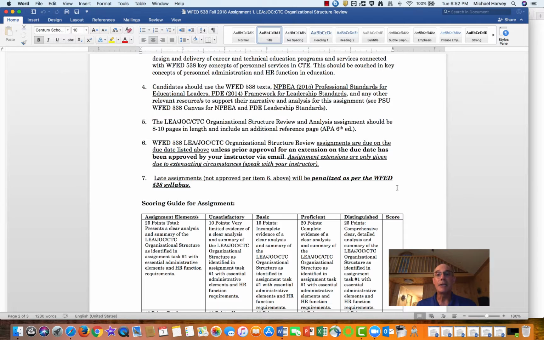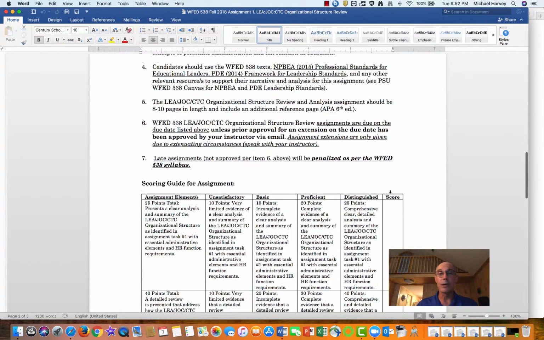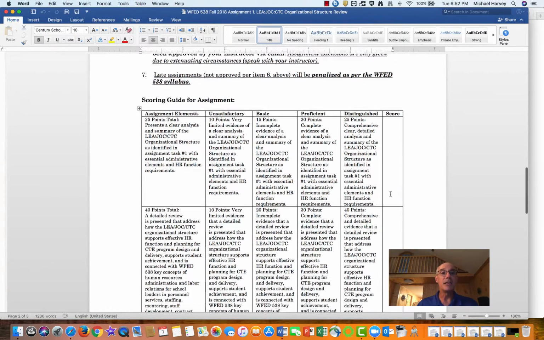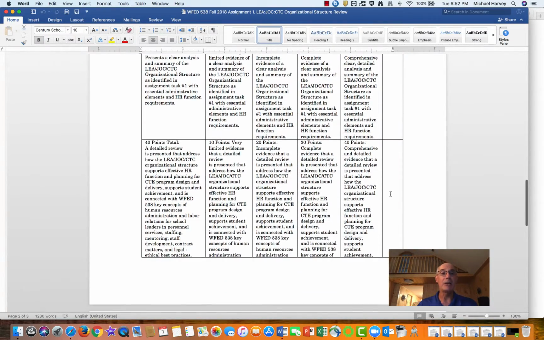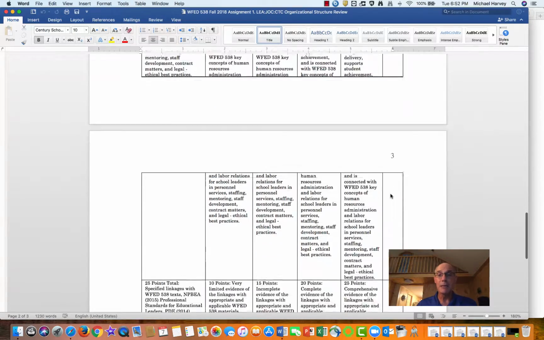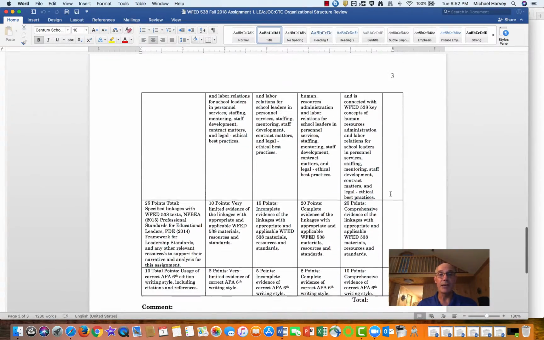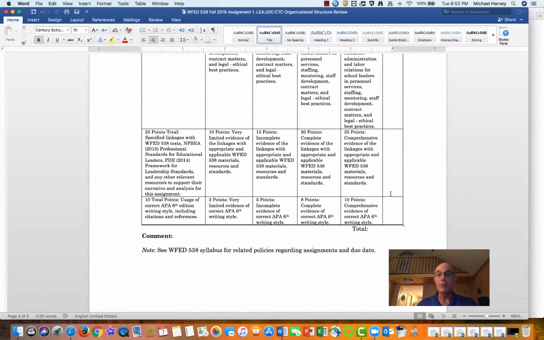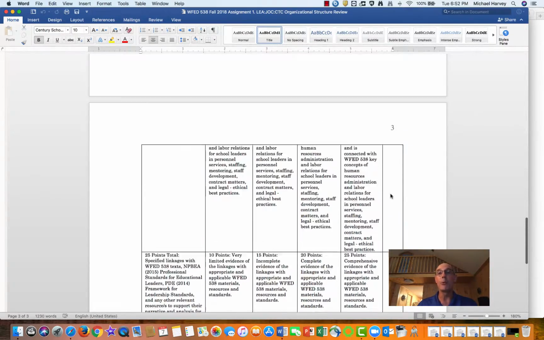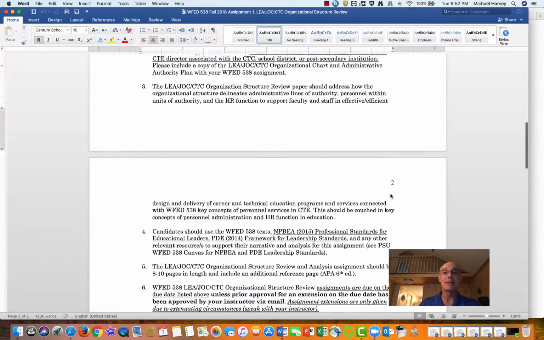And again, I need to reiterate that extensions are only going to be given where there are extenuating circumstances that meet the university's guidelines. And also, as stated before in the class syllabus, if assignments are late, they will be penalized according to the syllabus. This is the scoring rubric that is aligned with this program assignment for Workforce Ed 538, and I would encourage you to please review this and see how you earn points on this particular assignment.